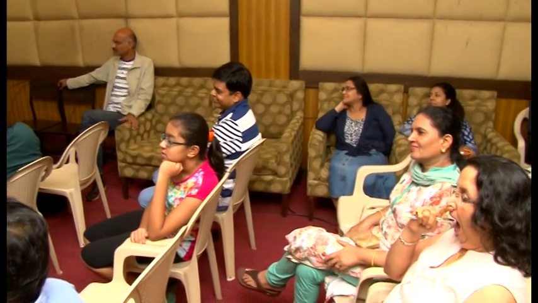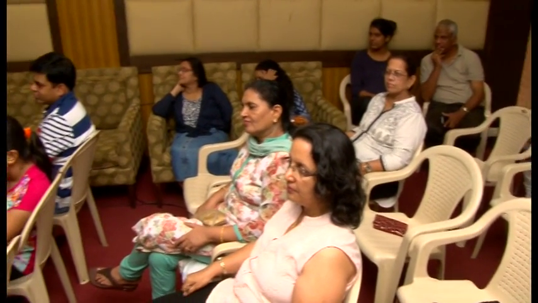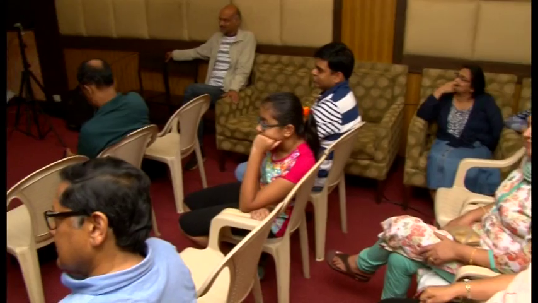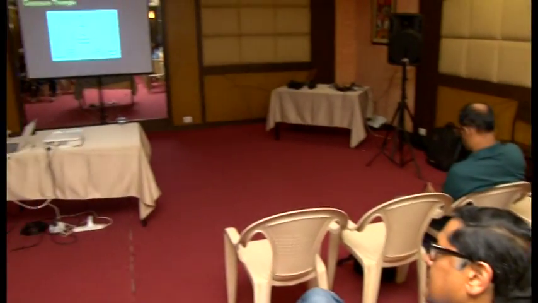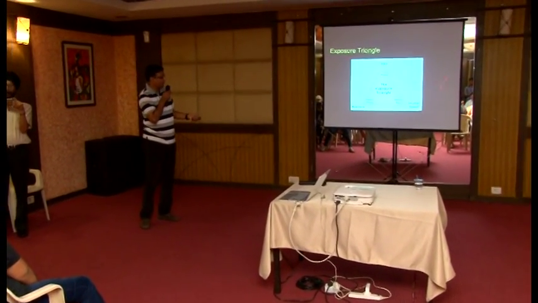What is the exposure triangle? Basically, there are three elements to control your exposure. The aperture is nothing but the opening in the lens through which light comes and falls on the sensor. Then the speed of the shutter: the moment you open the shutter, light falls on the sensor, and then the shutter gets closed, and the camera processes the image. And then ISO. We'll go into detail on each.